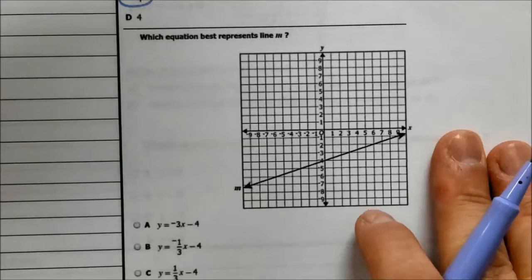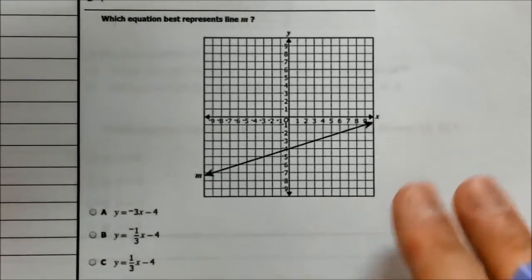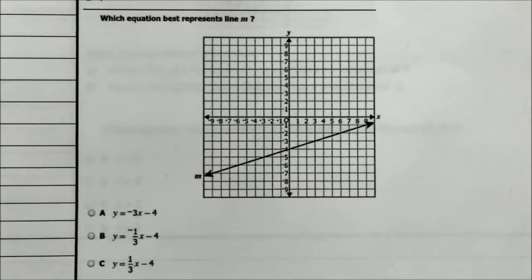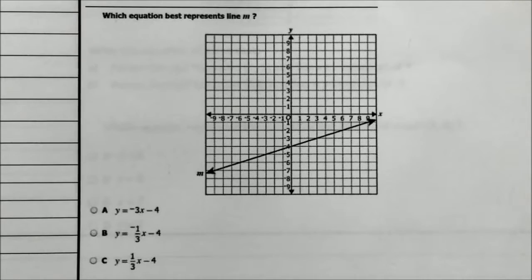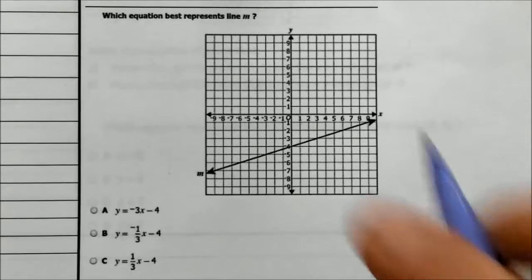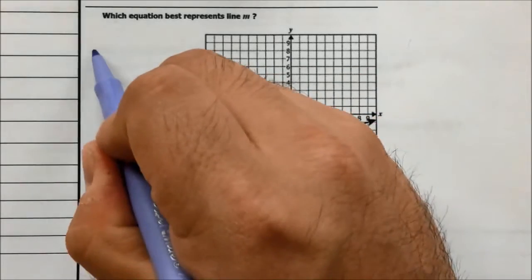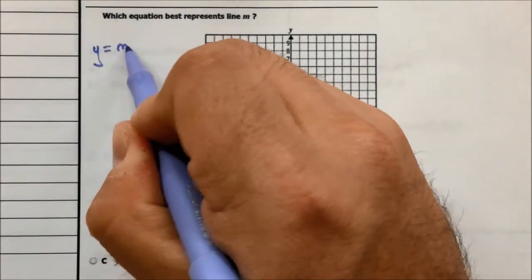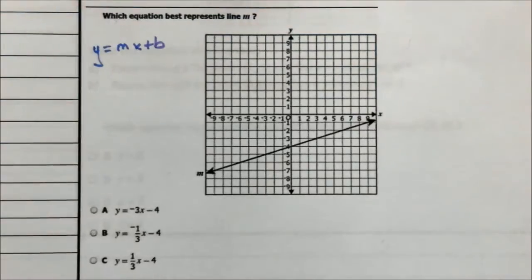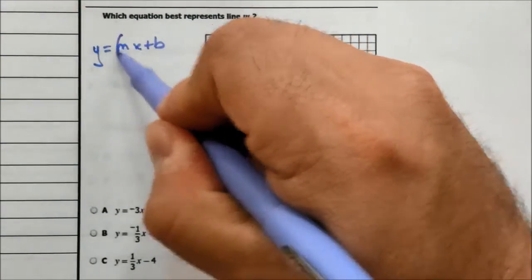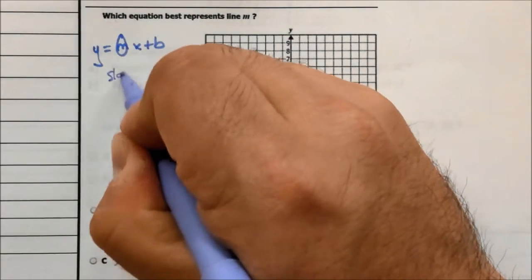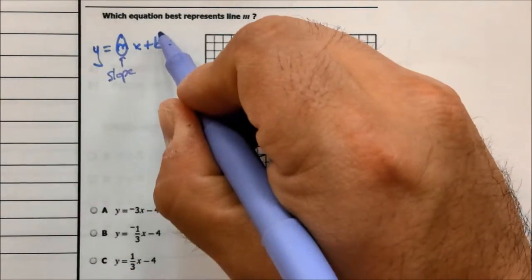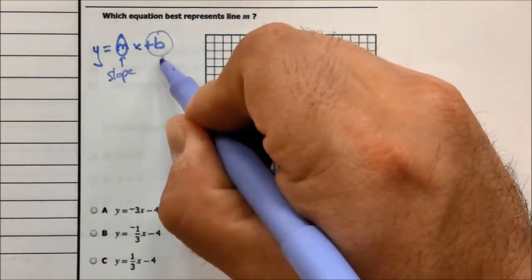Let's go down to this one right here. It says, what equation best represents line M? And so this is kind of like what I was explaining earlier. To find an equation, I'm going to look at it in slope-intercept form, y equals mx plus b. So I need a slope, which we just practiced doing. This is my slope. And I need a y-intercept.